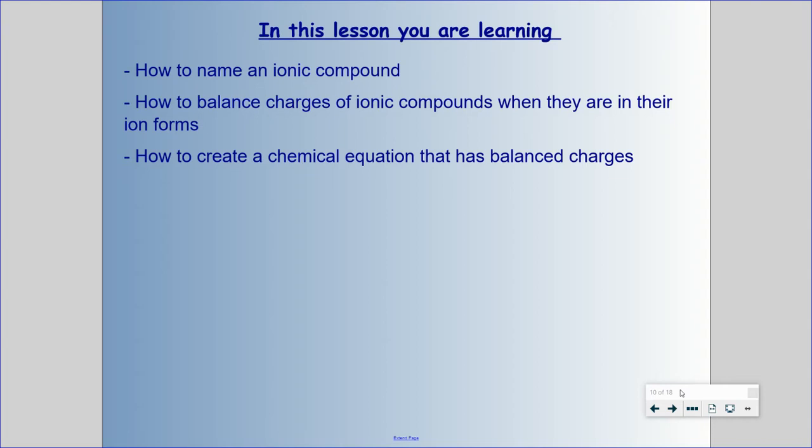So today the goal, in this lesson, is to learn how to name ionic compounds and demonstrate that, as well as demonstrate how to balance the charges of ionic compounds when they're in their ion form. And lastly, how to create a chemical equation, essentially just a chemical formula that has balanced charges.